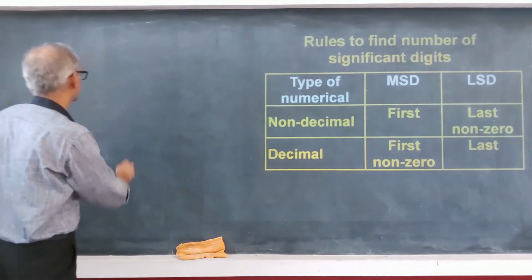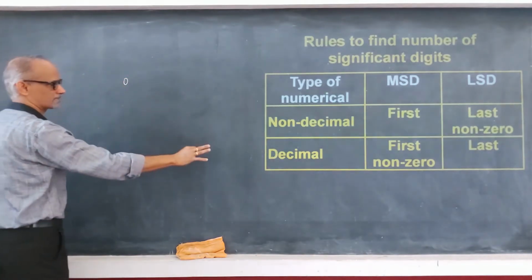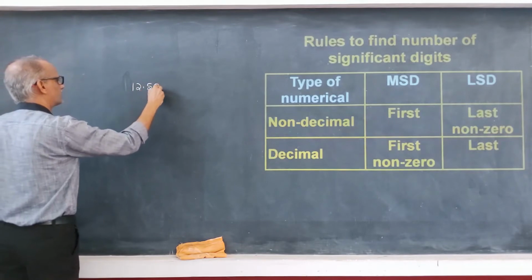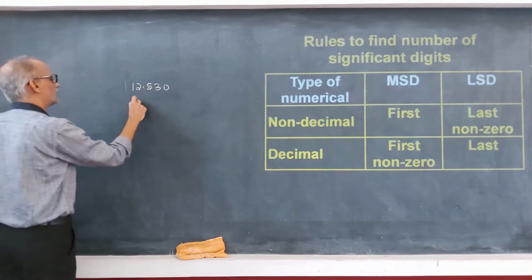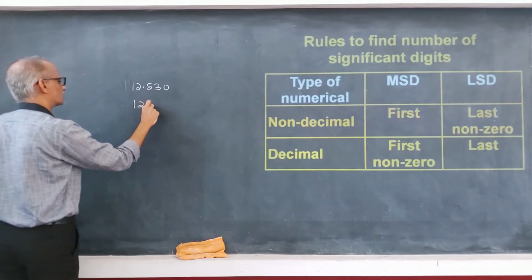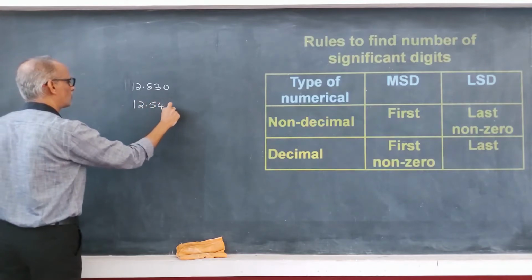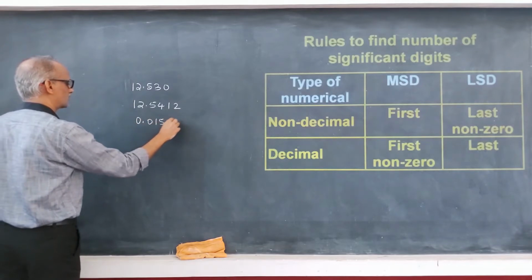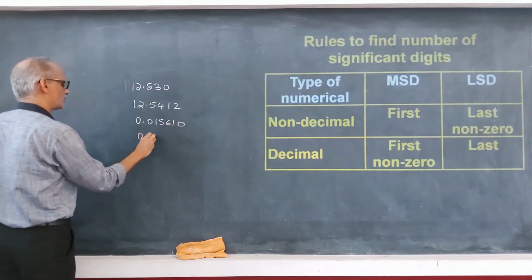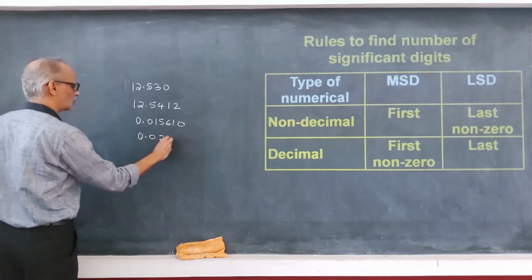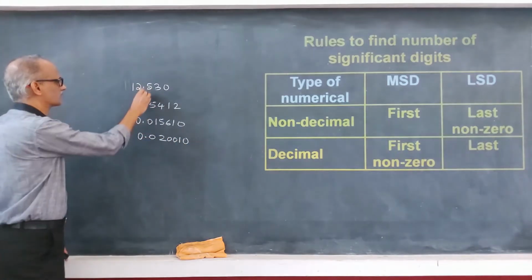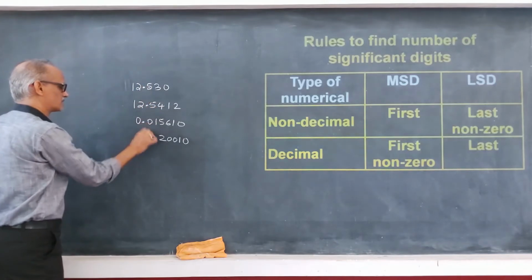Okay, let me give an example now. So it has to be a decimal. So I can write like this: 12.530. Okay. Then 12.5412. Then I will write 0.015610, 0.020010. Okay, right. So these are all you get to see. There is a decimal. Here there is a decimal. Here there is a decimal. Here there is a decimal.